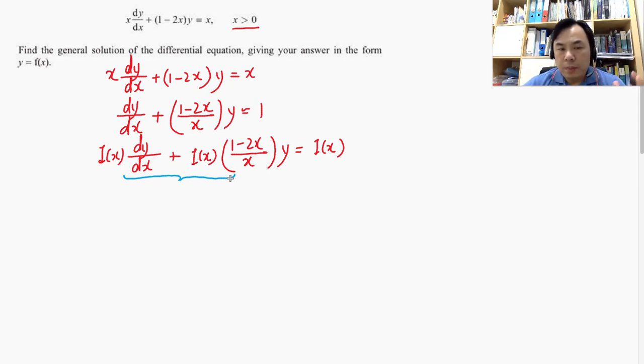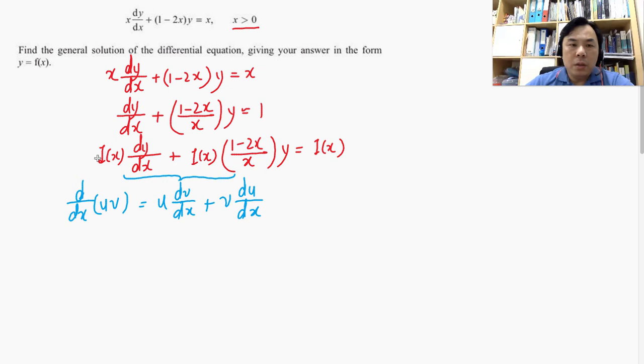Now, from here onward, as I said, the intention is so that this left-hand side structure can be converted into something that is relevant to the product rule. Okay, now what do I mean by that? Just to recap, the product rule states that d/dx, if I have two functions of x, u and v, I can write it as u dv/dx plus v du/dx.